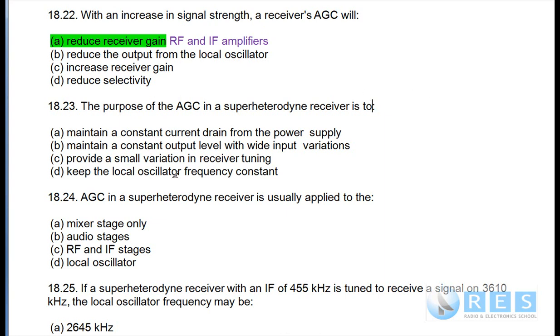1823. The purpose of AGC in a superheterodyne receiver is to maintain a constant output level with variation in input signal. So if you get a really weak signal and the audio and the signal strength drops right down, the AGC increases the gain of the RF and IF amplifiers to give you a stronger signal. 1824, AGC in a superheterodyne receiver is usually applied to the RF and the IF stages.